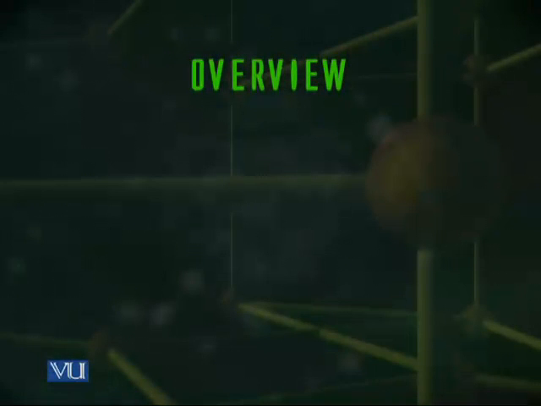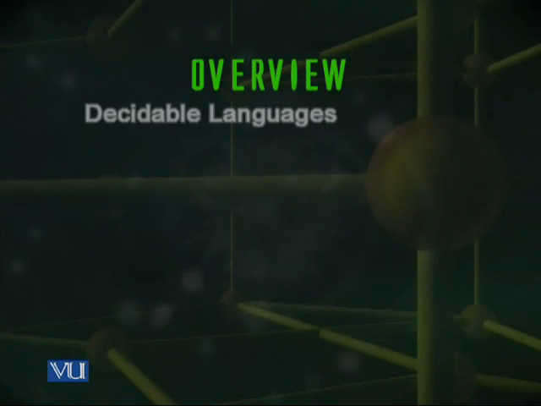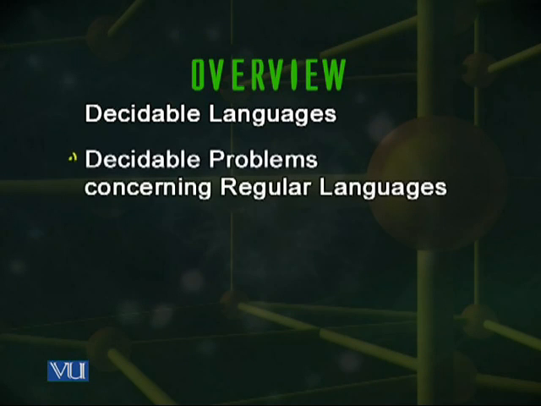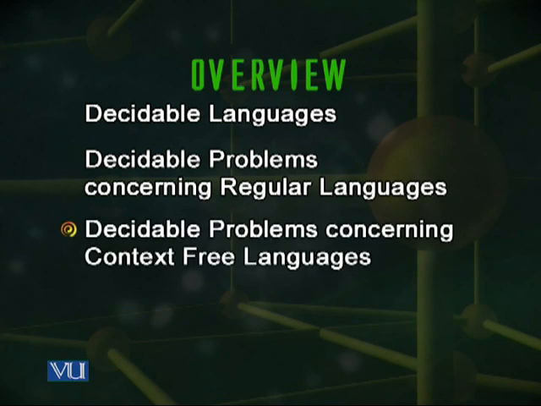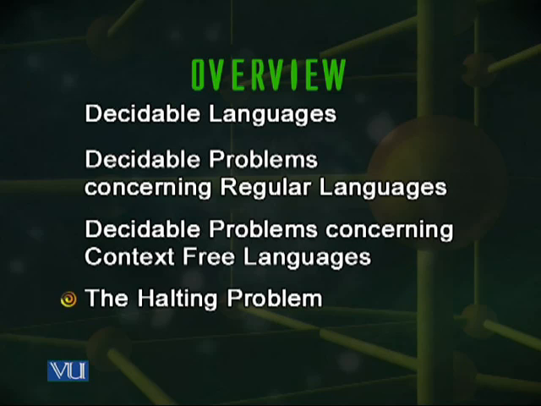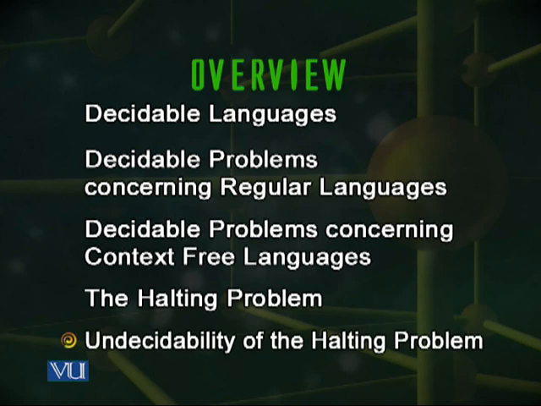The outline of today's lecture is as follows. First, we would look at what decidable languages are. After that, we will study some decidable problems concerning regular languages. Then we would look at some decidable problems concerning context-free languages. After that, we will discuss the acceptance problem for Turing machines and the halting problem. And in the end, we will comment on the undecidability of the halting problem.